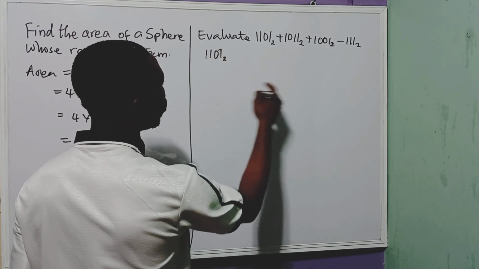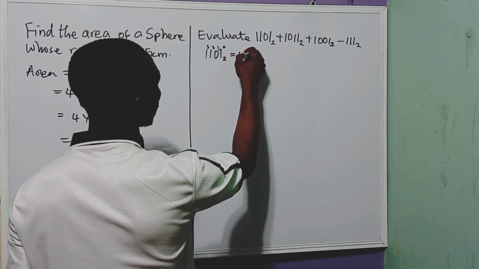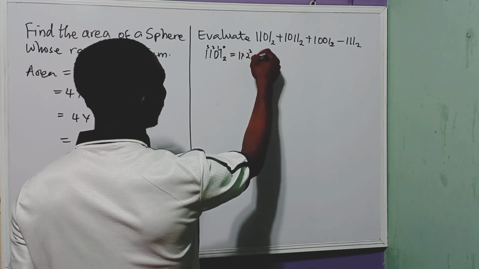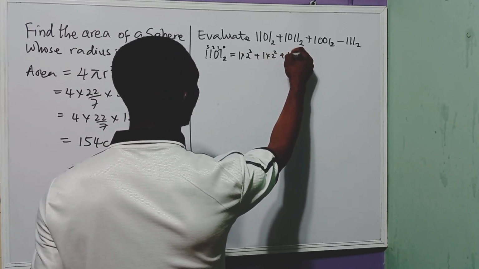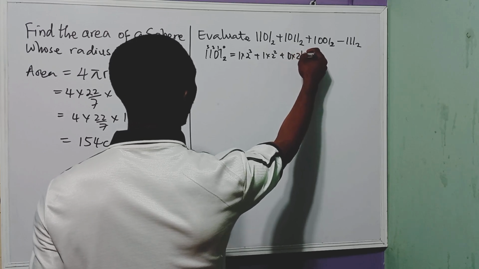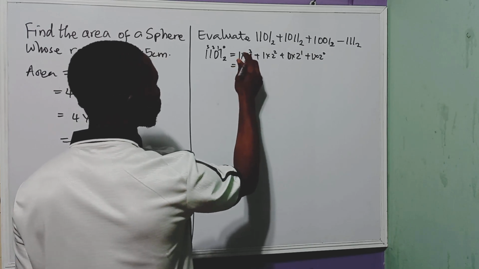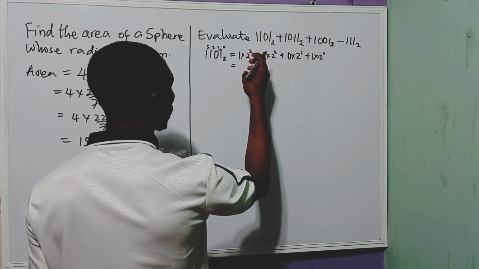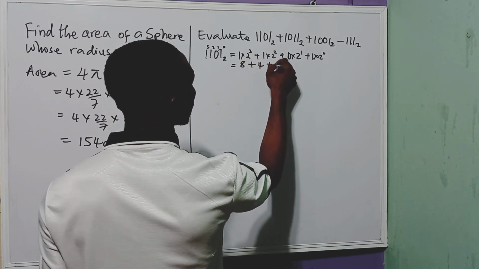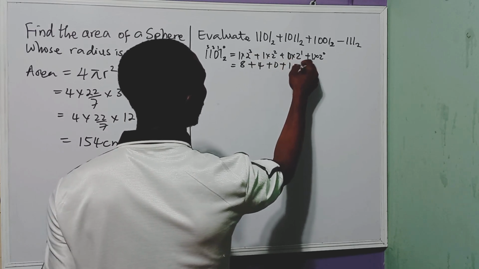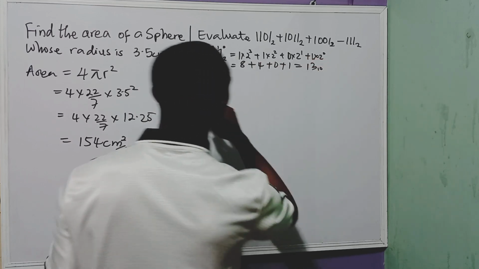Now, 1101 base 2 to base 10, the positions are 0, 1, 2, 3. This will give us 1 times 2 raised to power 3 plus 1 times 2 raised to power 2 plus 0 times 2 raised to power 1 plus 1 times 2 raised to power 0. So this will give us 8 plus 4 plus 0 plus 1, which gives us 13 base 10.